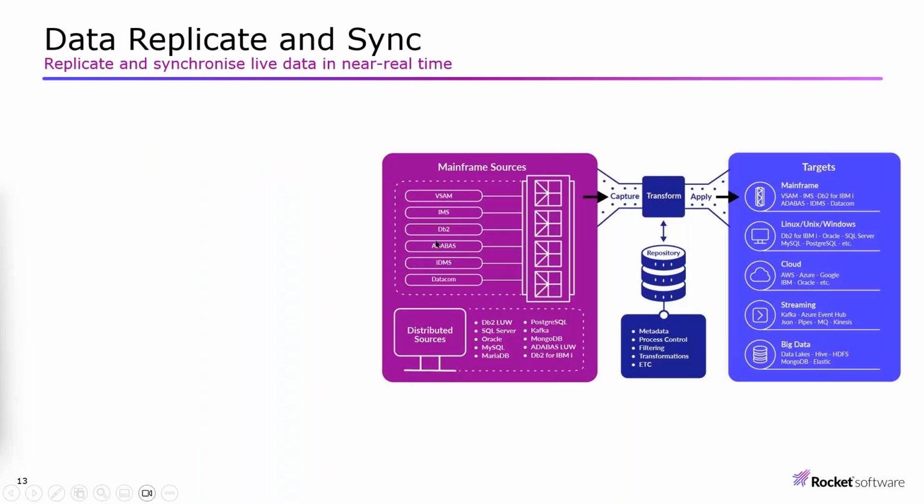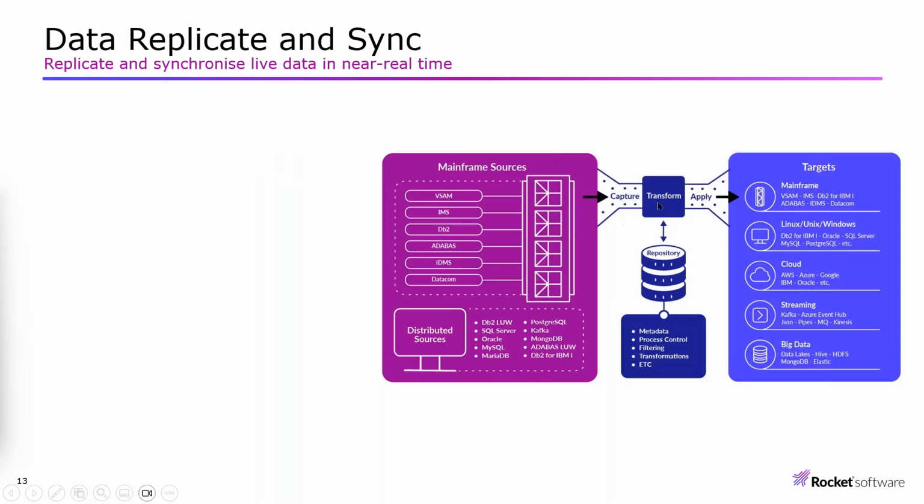Looking at the diagram at the moment, this solution started on the mainframe, but distributed data sources, including the IBM i for Db2 for i, are equally as important. So whilst we cover the mainframe very strongly and all the different data sources on the mainframe, certainly on distributed and IBM i, we're very good as well.